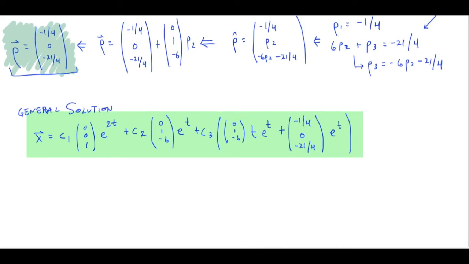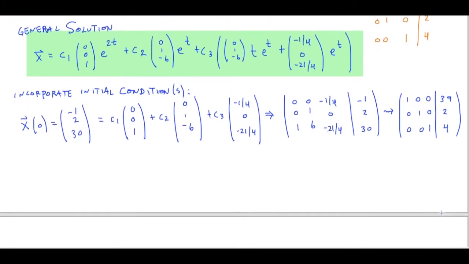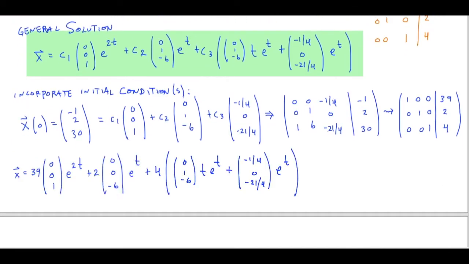So here's that general solution, and the last step will be to incorporate initial conditions. And here are the steps that will enable me to solve for my coefficients C1, C2, C3. If I've done everything correctly here, then it looks like C1 will be 39, C2 will be 2, and C3 will be 4. Let me go ahead and plug those into my general solution. So this is, of course, my final solution and an acceptable version of it.